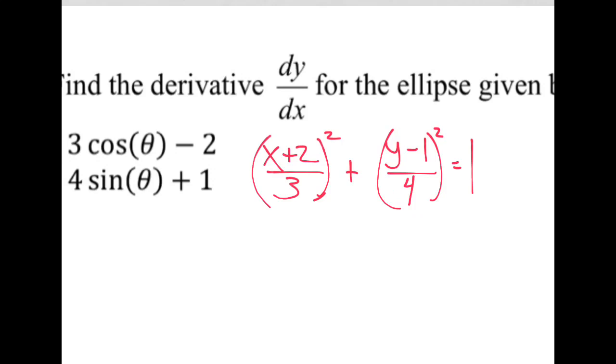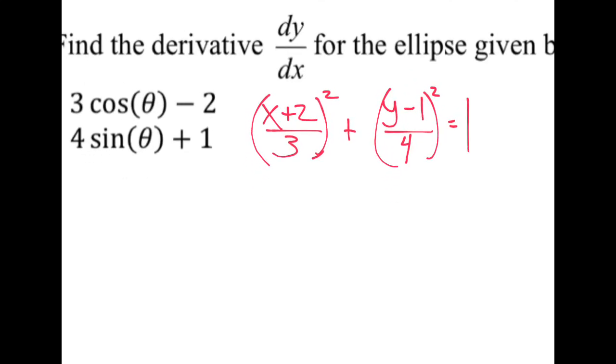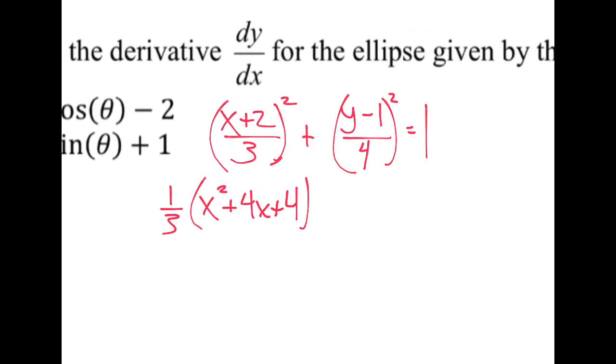Now, the first way you could go about doing this is expanding those squares, if you don't remember how to use the chain rule. So let's look at that real quick. How would you do that? Well, you'd get (x^2 + 4x + 4), that whole thing still with that denominator 3, which I'm going to write as 1/3, plus (y^2 - 2y + 1), and again we have that denominator, which I'll write out front as 1/4, equals 1.